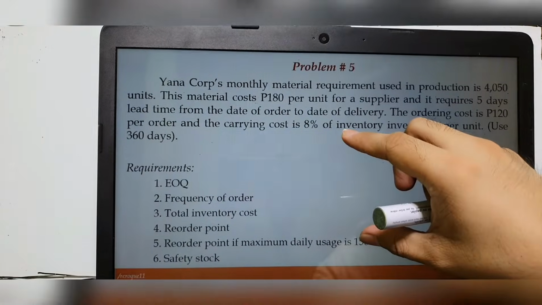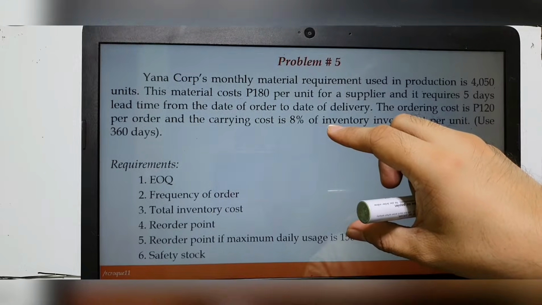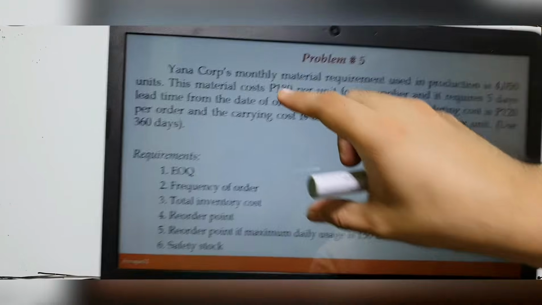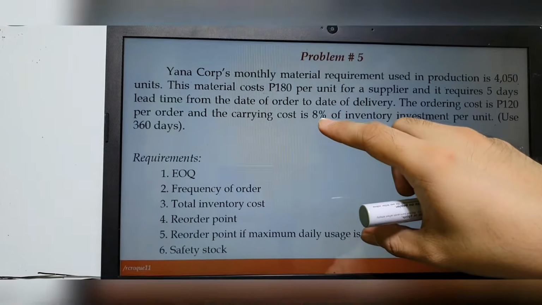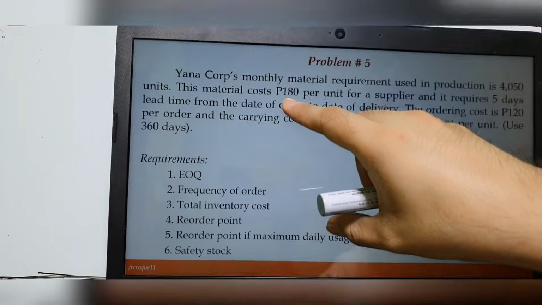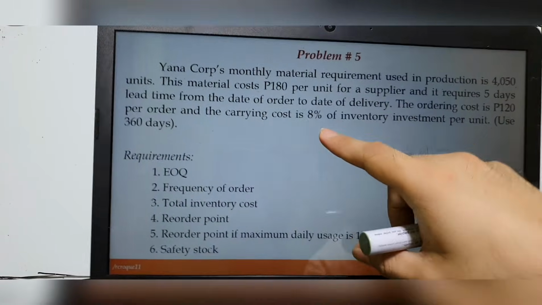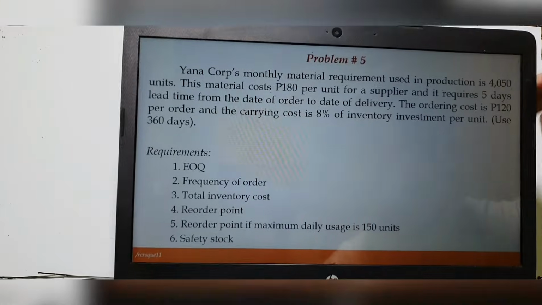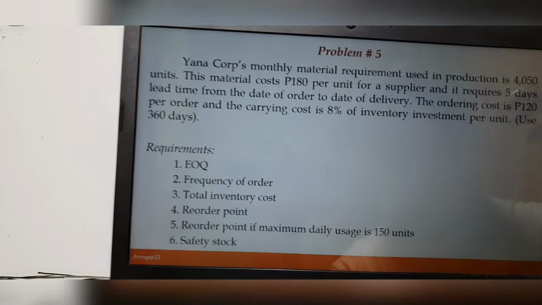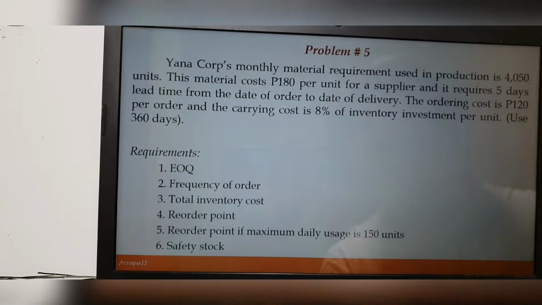Pag sinabi natin ganon, ibig sabihin, magkano ba yung purchase price natin from supplier? That is 180. So get the 8% of your 180. And that is 14.40 per unit. So, iba lang yung way of expressing the carrying cost this time. So let's solve for EOQ.